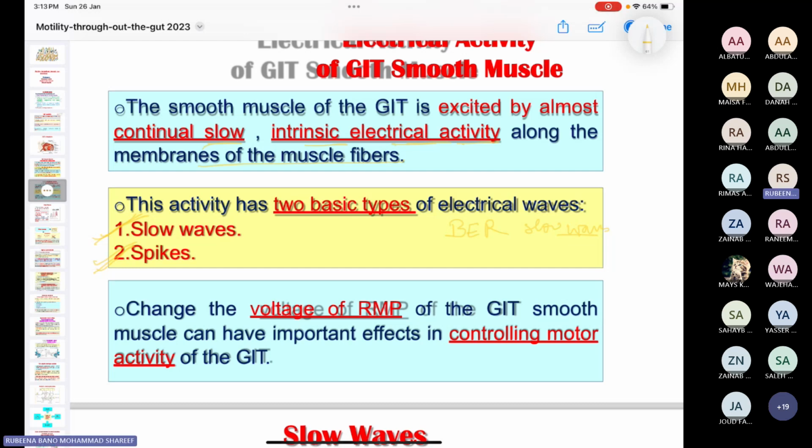Because the importance of the slow wave is that it controls the motor activity of the GI wall, or GI tract. The slow wave, or you can say the basal electrical rhythm, controls the motor activity of the GI wall. Now let us talk about these two waves.